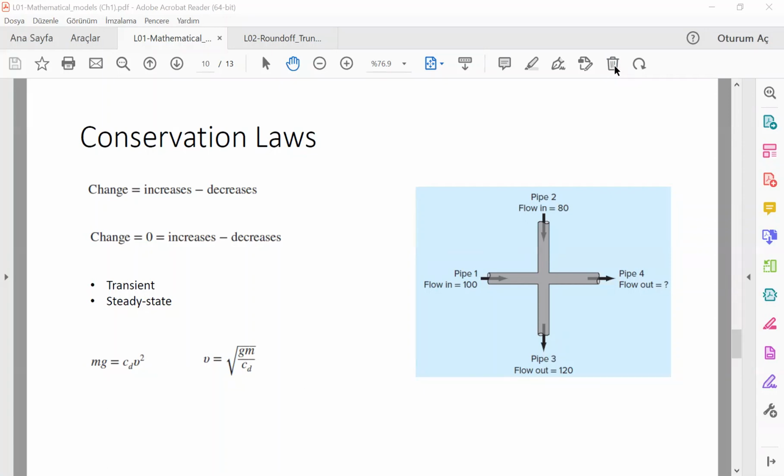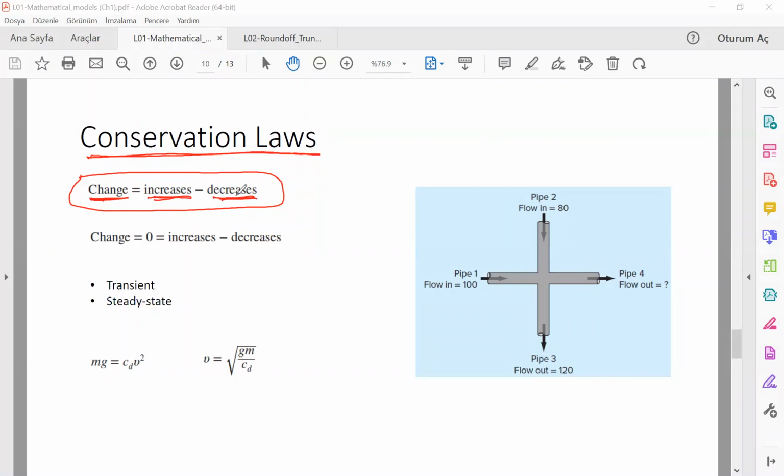There are some other laws, apart from Newton's second law, that are the basis for understanding some mathematical models. One of these is conservation laws. Conceptually, a conservation law can be written as the change is simply increases minus decreases for any physical phenomenon.